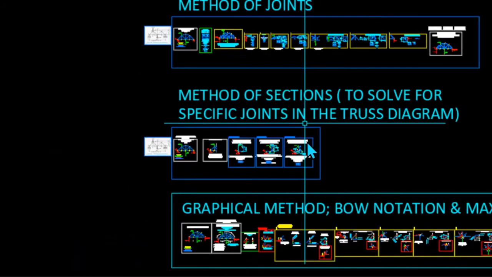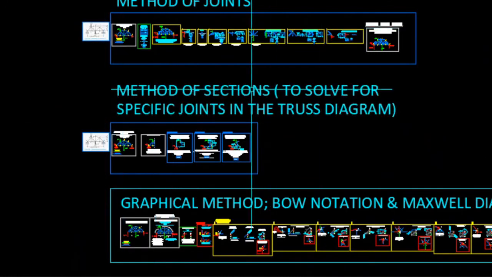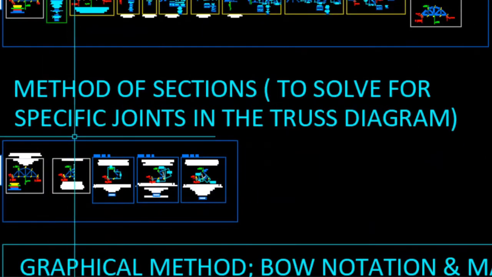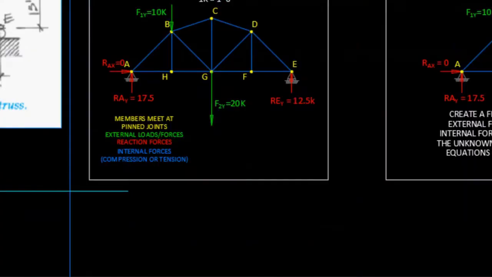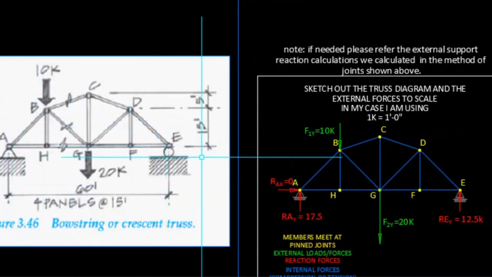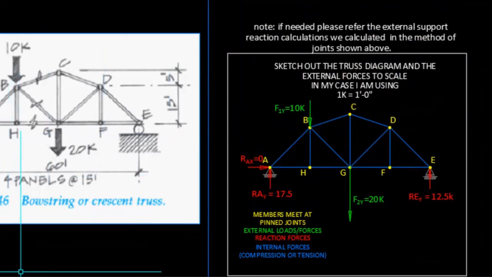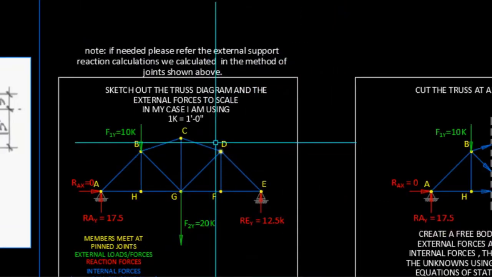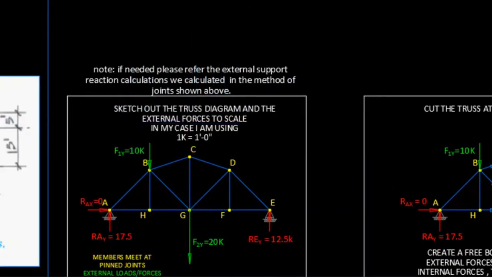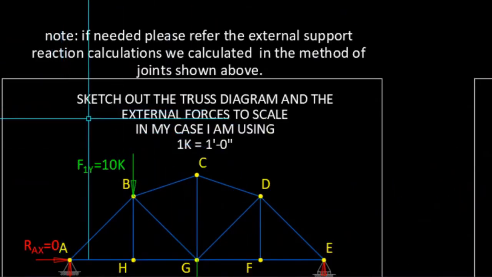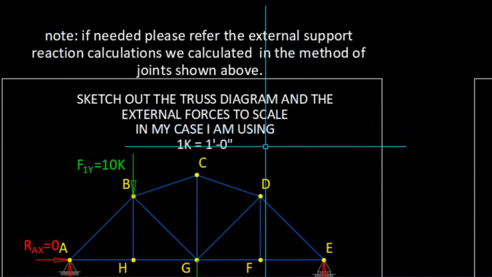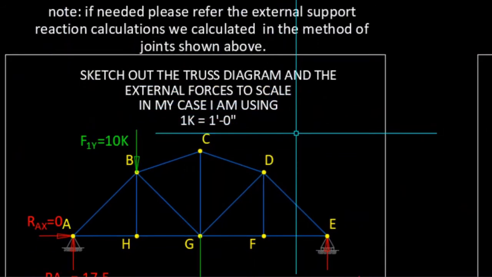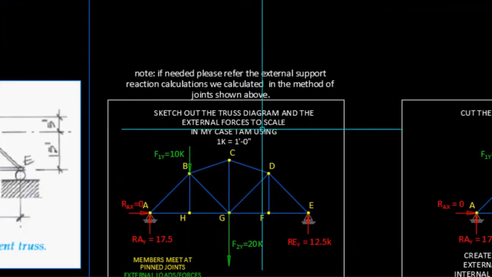So once again, please refer to the AutoCAD file, method of sections, to solve for specific joints in the truss diagram. Once again, the problem on page 142 asked us to solve the specific member forces. So once again, the first thing we need to do is sketch out the truss diagram and the external forces to scale. In my case, I am using 1K is equal to 1 foot.